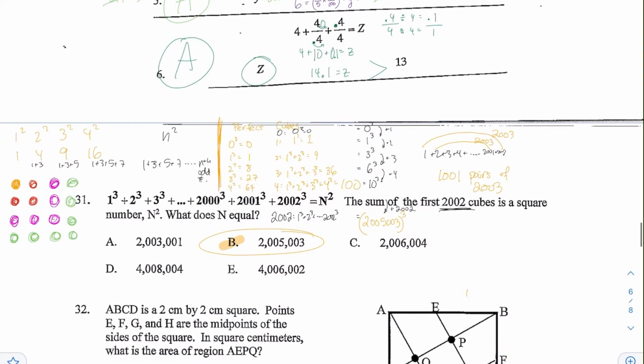So for this one, you just have to find the pattern, and once you find the pattern, you can then use that pattern to model it for the larger number, and then just continue the pattern until you get to the first 2002 cubes.